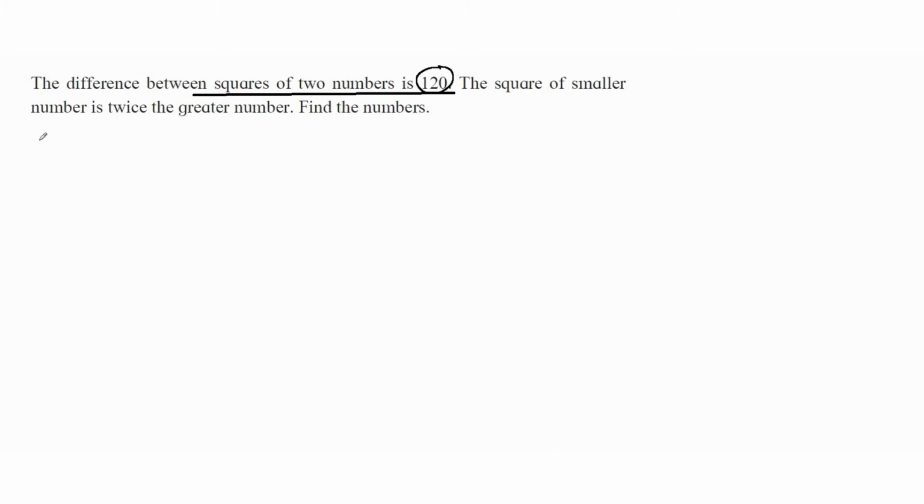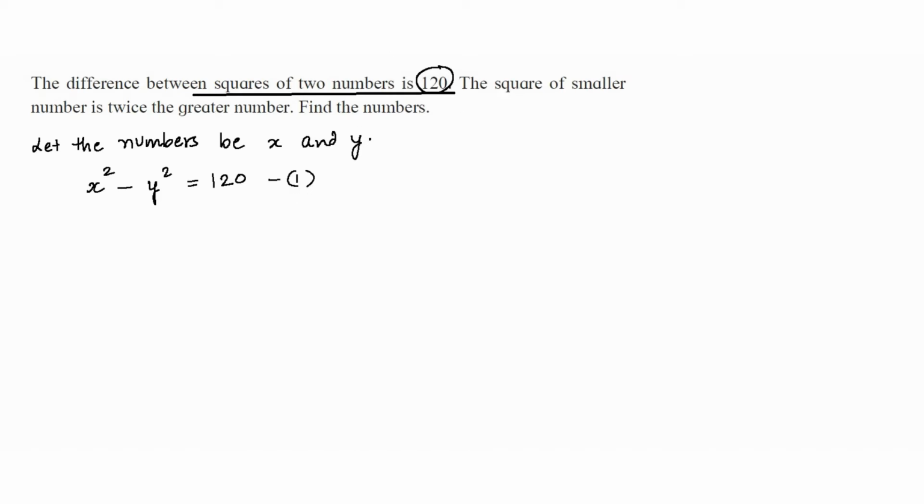So let's assign some variables. Let the numbers be x and y. It's given that the difference between their squares, so difference is subtraction, and between their squares, so x square minus y square is 120. And now let's see if there's any other condition that's given. So this is the first equation.